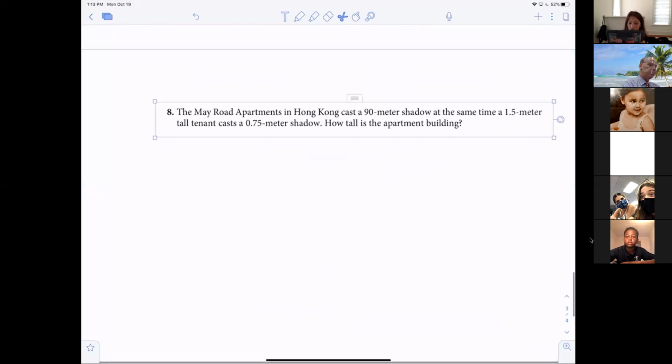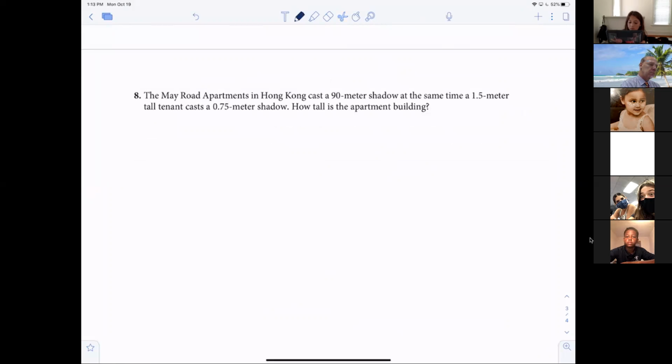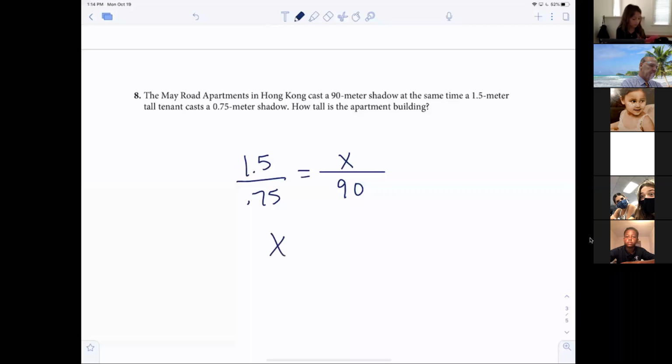All right, read it. The May Road apartments in Hong Kong cast a 90-meter shadow at the same time a 1.5-meter tall tenant cast a 0.75-meter shadow. How tall is the apartment building? I did 1.5 over 0.75 equals x over 90. Are you sure? Yes. Good job. Cross multiply, divide. And I got x equals 180 meters.